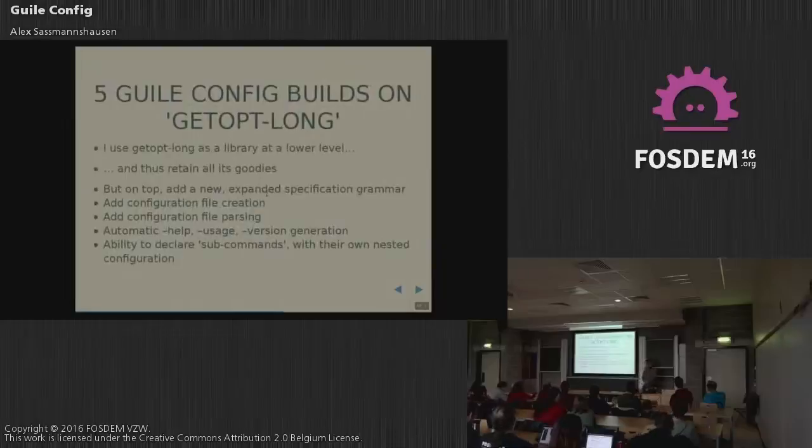So what this library is supposed to do is build on that. And it does that by using getopt-long as a lower level library, retaining its goodies in a sense. But then on top of that, it expands the grammar for specification of options, so that for some options you can now specify that they can be given in configuration files as well as on the command line. It automatically creates configuration files. It automatically parses configuration files if they exist. If you have a program that doesn't need configuration files, then none of that will happen. You can automatically generate help, usage, and version from your option specification.